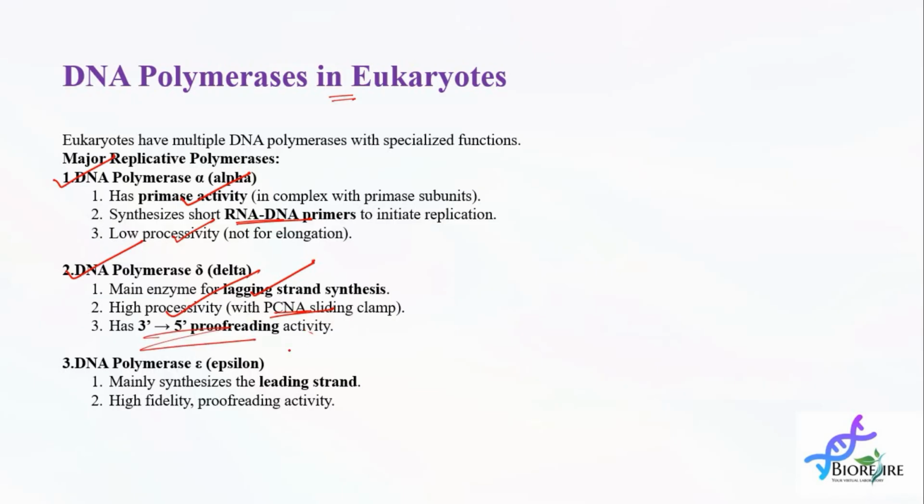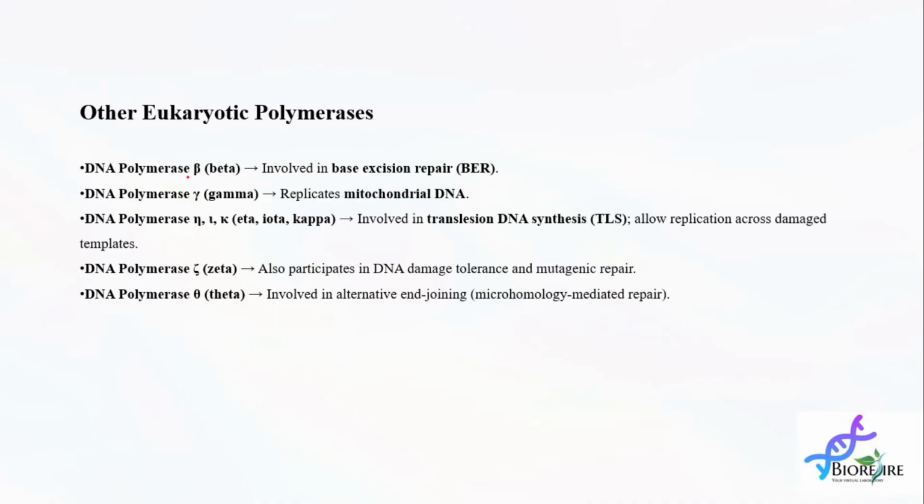DNA epsilon is the main enzyme for the elongation process in eukaryotes. It will elongate the DNA or synthesize the leading strand. High fidelity, proofreading activity, and main enzyme for the replication process. Others are beta, gamma, eta, iota, kappa, zeta and theta. These are the other DNA polymerase enzymes.